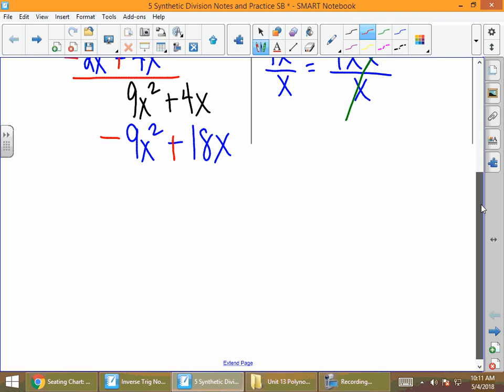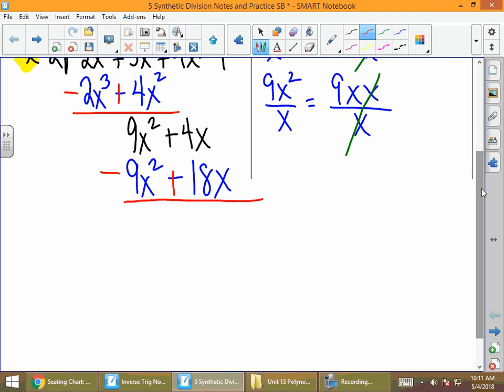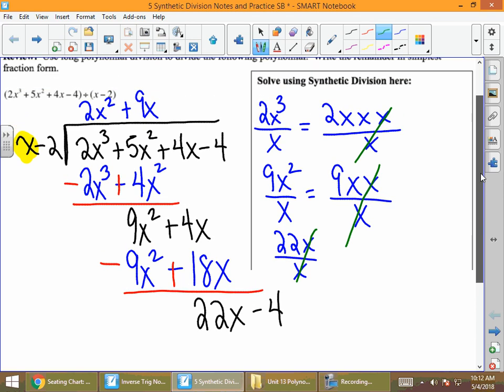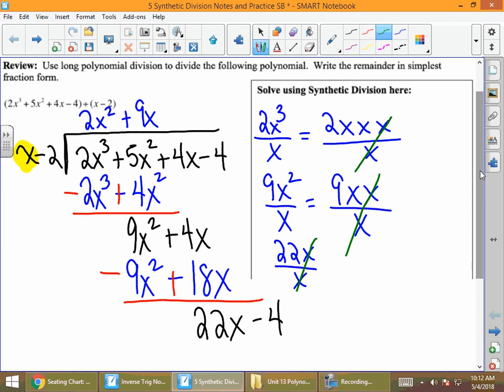And once again, when we change both signs, we have 9x squared minus 9x squared, which cancel out. And now we have 4x plus 18x, which is 22x. And we're going to bring down the negative 4. And we want to get rid of the 22x. So we're going to take 22x divided by x, and positive 22x divided by x is positive 22.